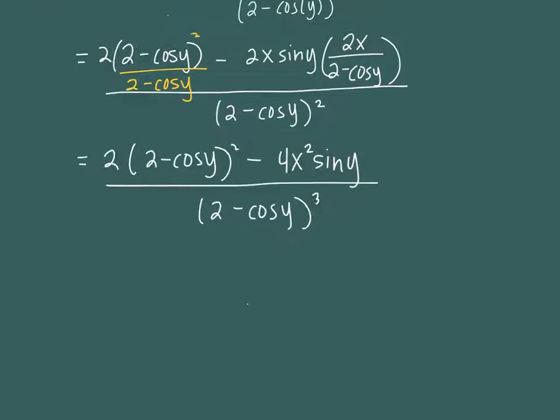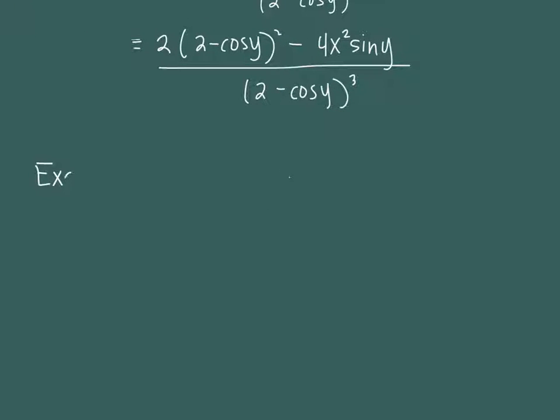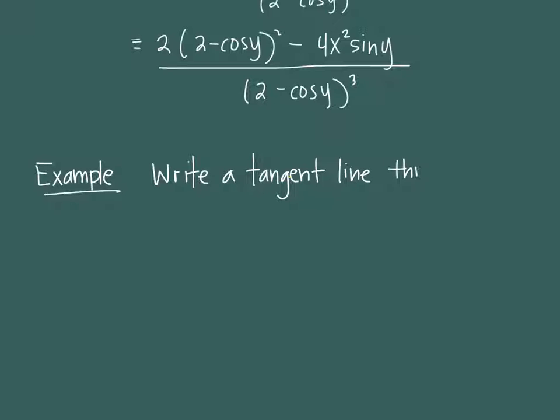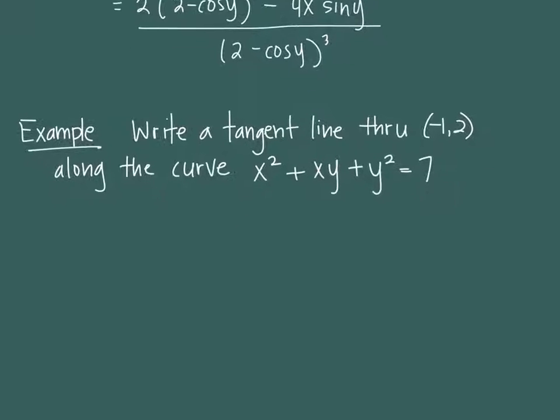Okay, last one. Write a tangent line through the point -1, 2 along the curve. Notice the word curve. Curve means it's not a function. X squared plus xy plus y squared equals 7. That's some kind of ellipse.